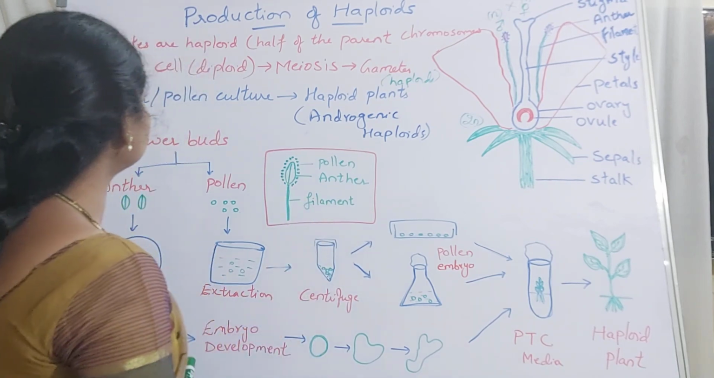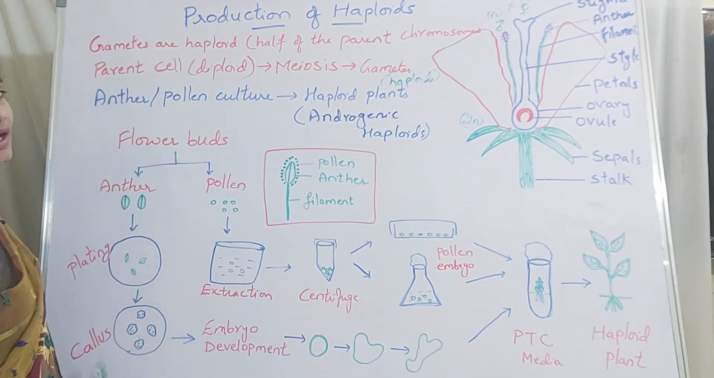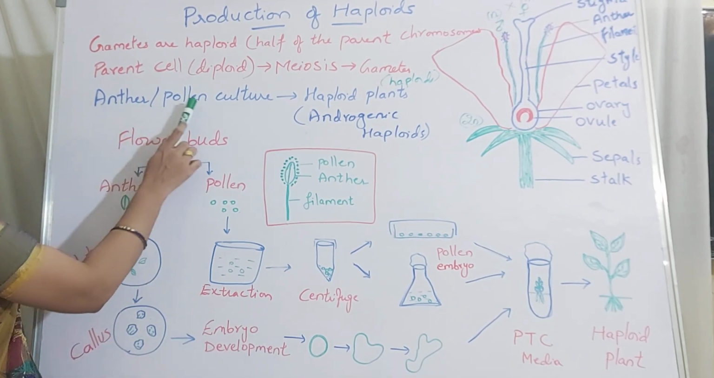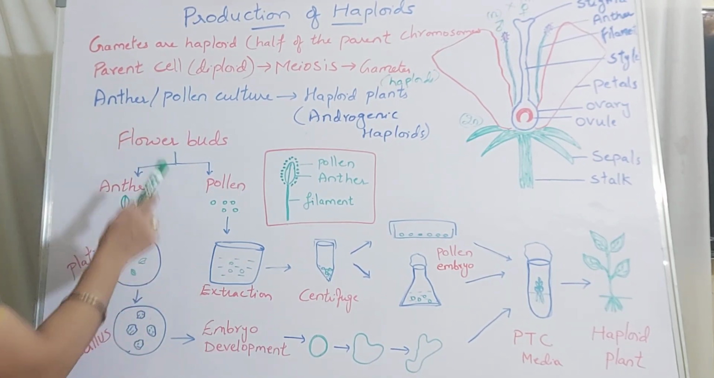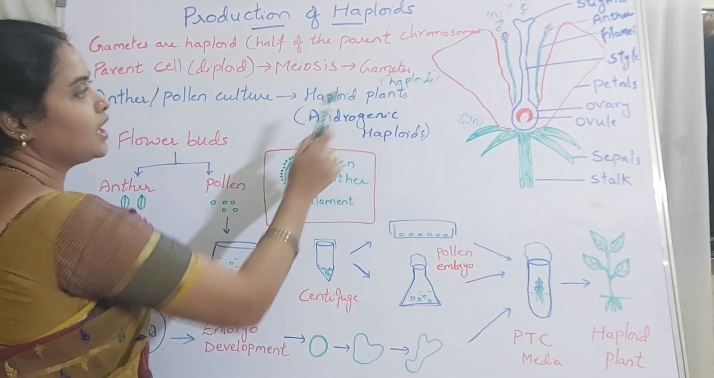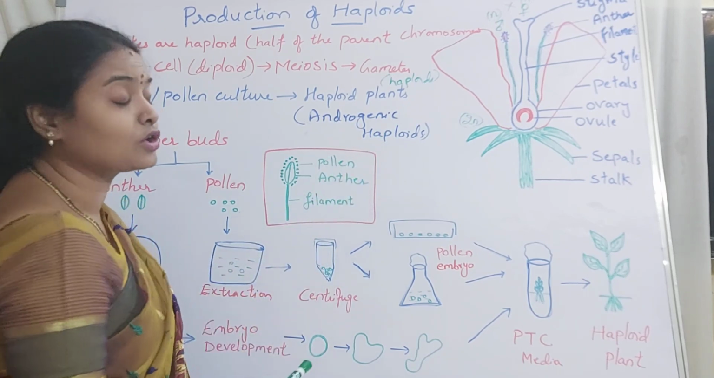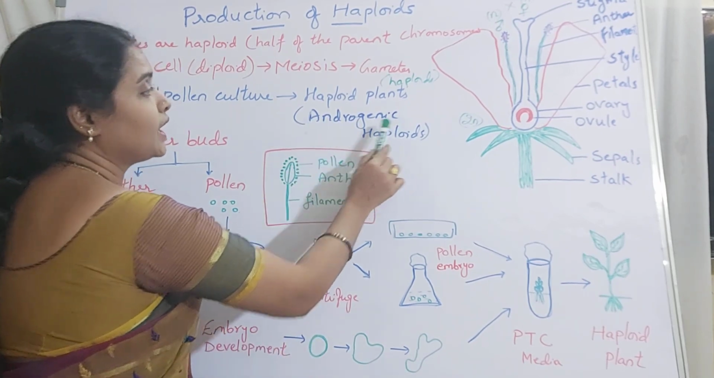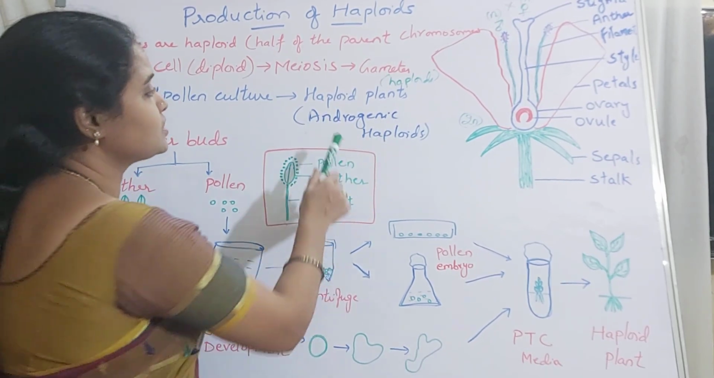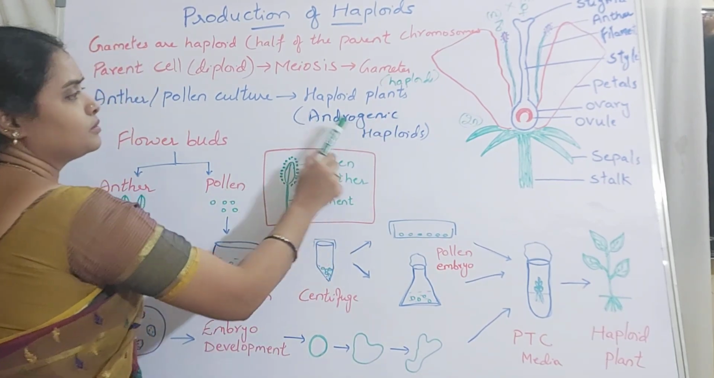But here in this case, we are making use of only the male gamete, either the anther or the pollen, right? So when you culture them and produce the plantlets, they are referred to as haploid plants or androgenic haploids because they are produced from the androecium, right? Androecium, that is the male gamete or the male reproductive part.